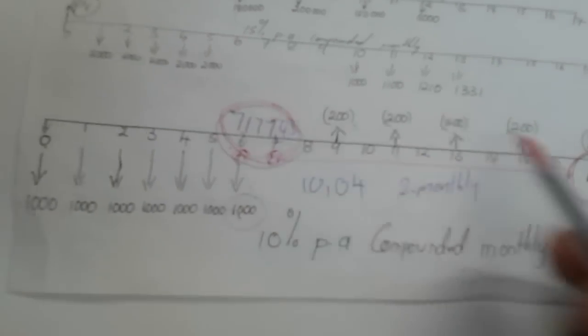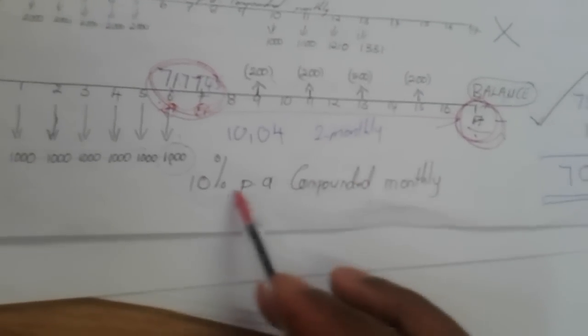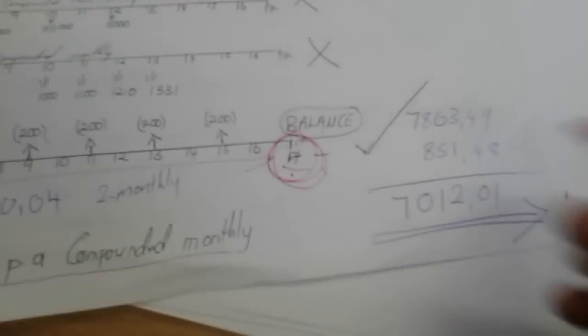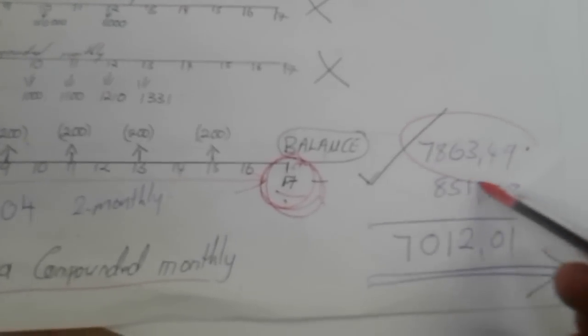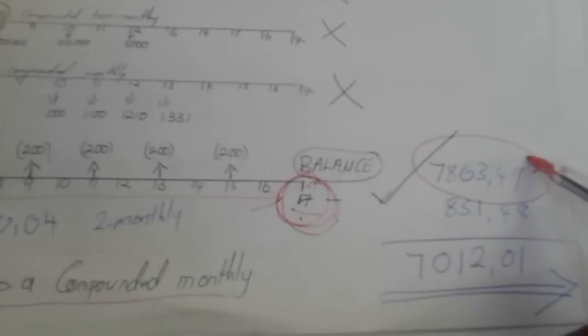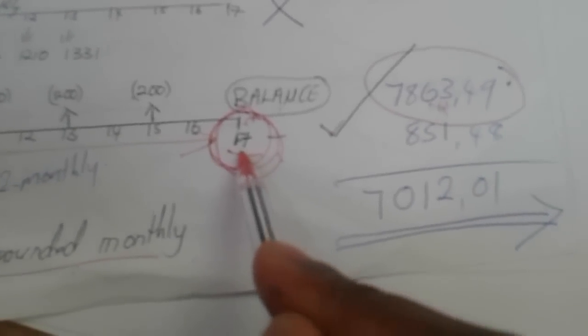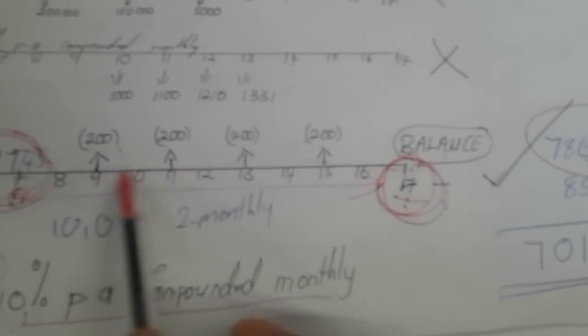Hence it must now go further to 17. Now this becomes my present value, and my N becomes 17 minus 6. My I is still 10 per annum compounded monthly, and I compute FV. I must get 7,863.49. So this is the future value of deposits at the end of month 17. Now let's come to the withdrawals. Now there's a problem here. What's the problem? These are not monthly, they are 2 monthly.